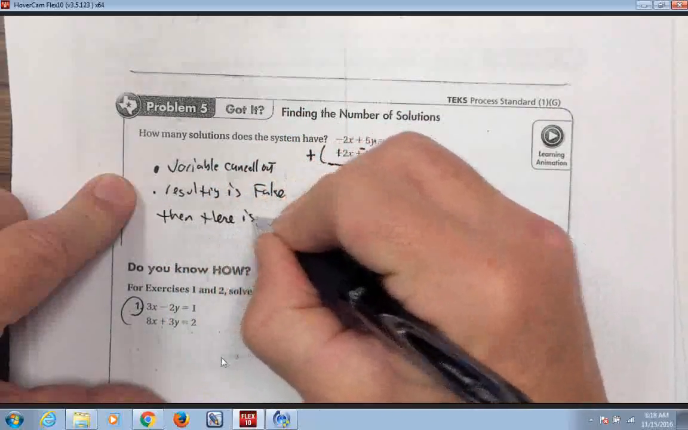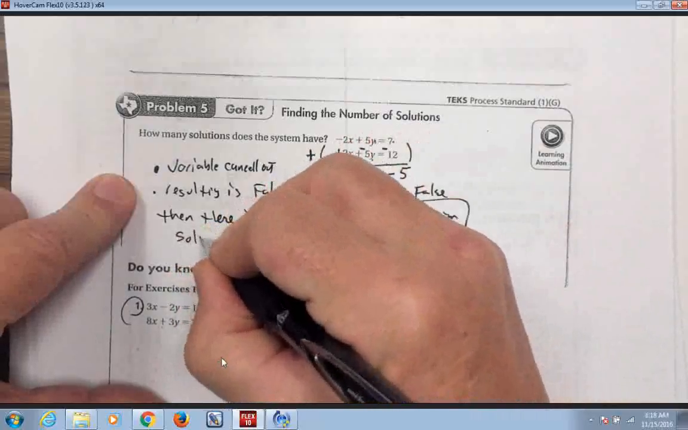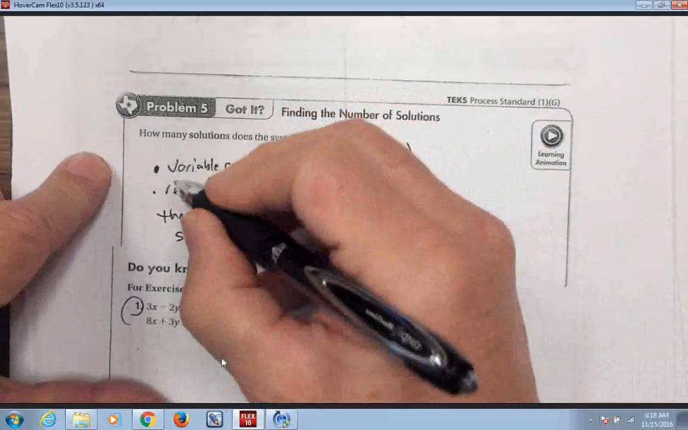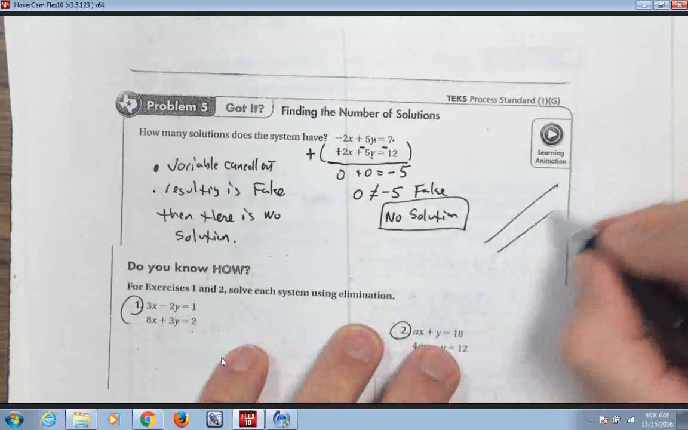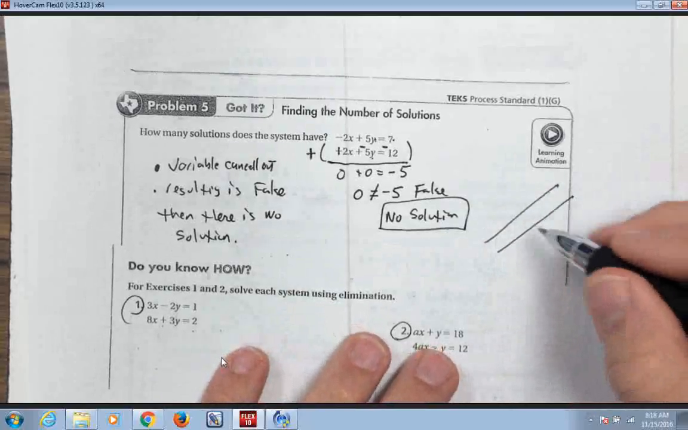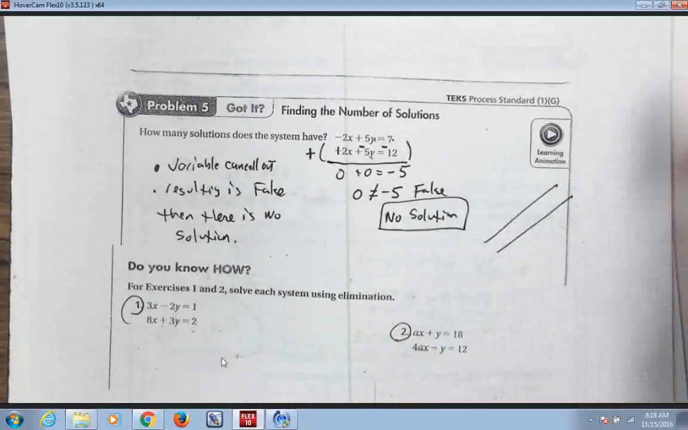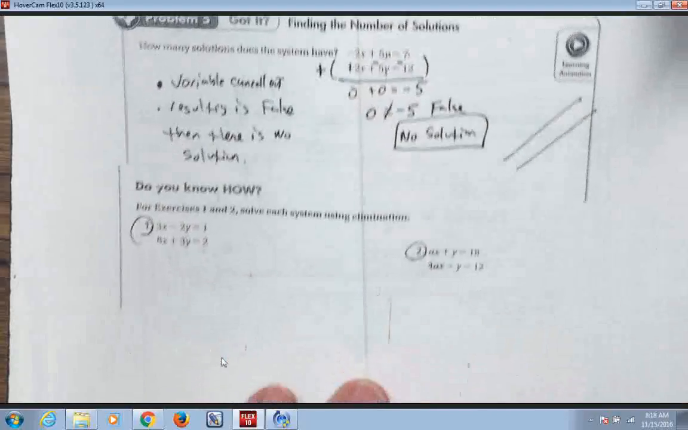There is no solution. So what does that mean it would look like if you were to graph it? What does that mean it's going to look like if I were to graph these two equations? Two lines that are parallel. They have the same slope but different y-intercepts. Okay? All right, let's just see if you understand the lesson.